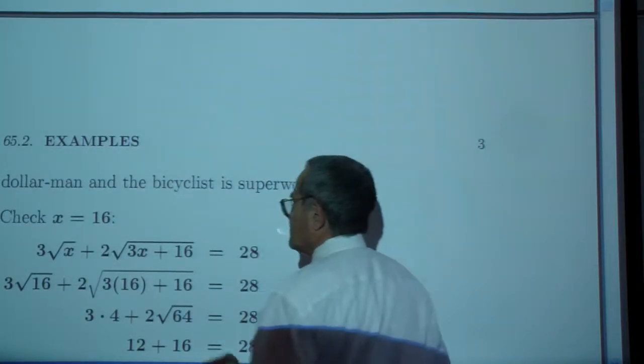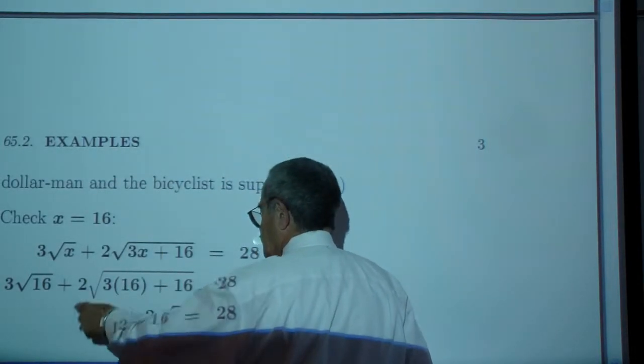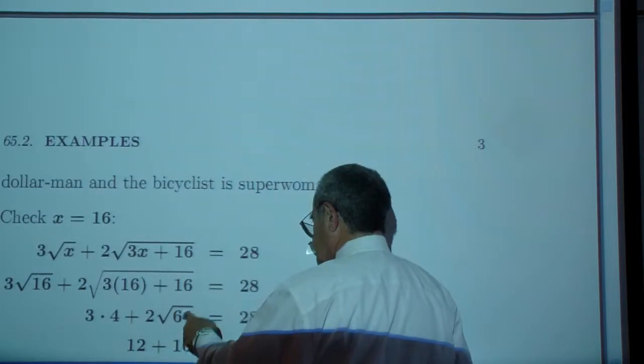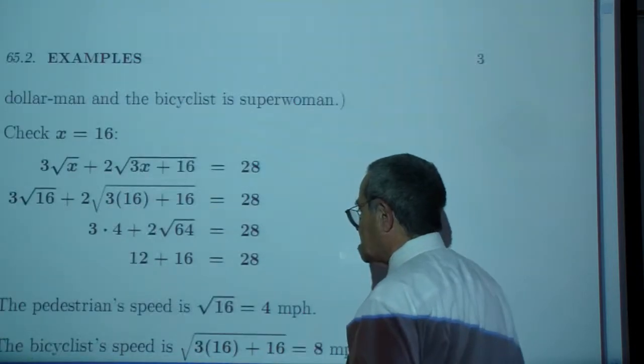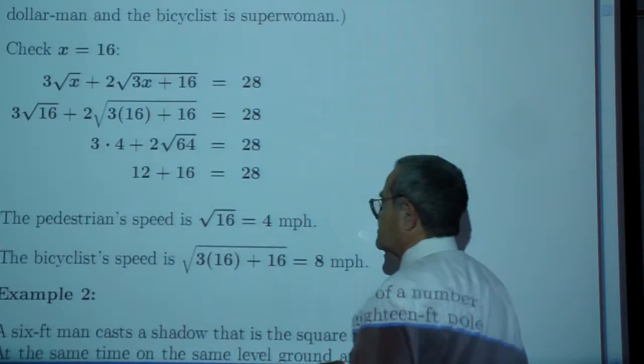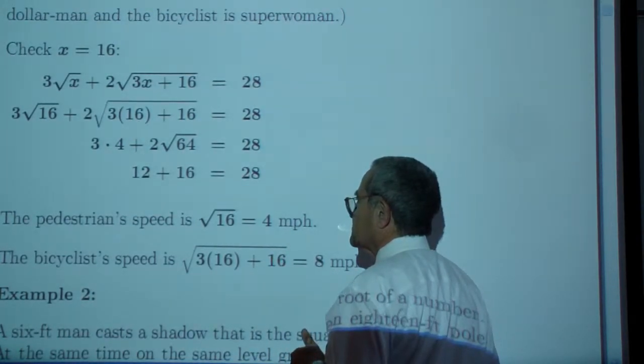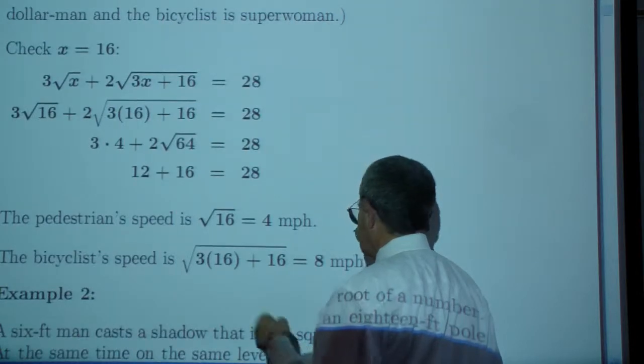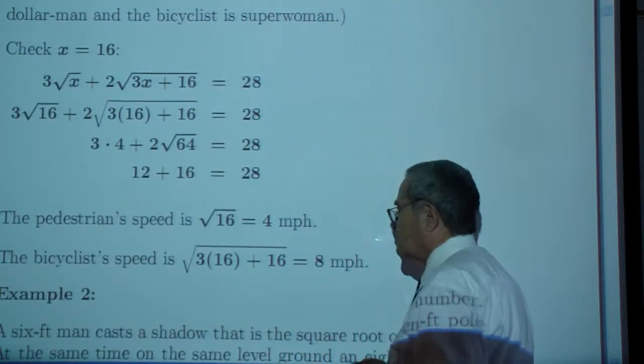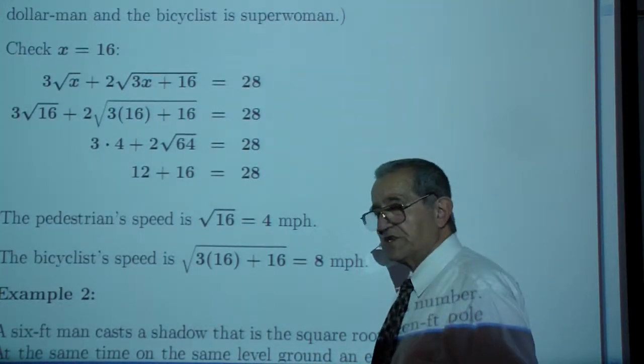Now let's check the other one, x is 16. We come out with 3 times 4 plus 16, which is 28, and that works. So the pedestrian speed is 4 miles per hour, and the bicyclist speed is 8 miles per hour. That was a neat example, wasn't it?